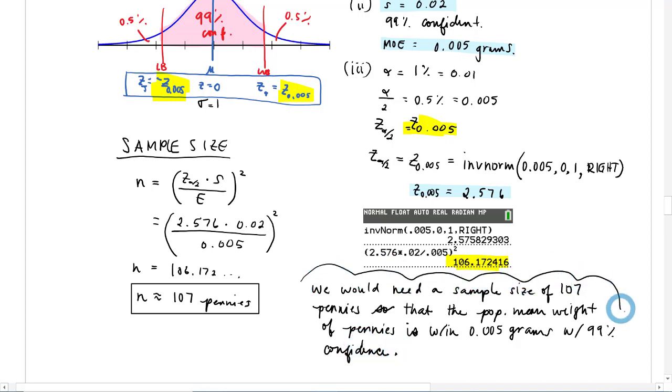That's kind of like the mental part that we should be thinking about. So what this says is we would need a sample size of 107 pennies so that the population mean weight is within 0.005 grams with 99% confidence.